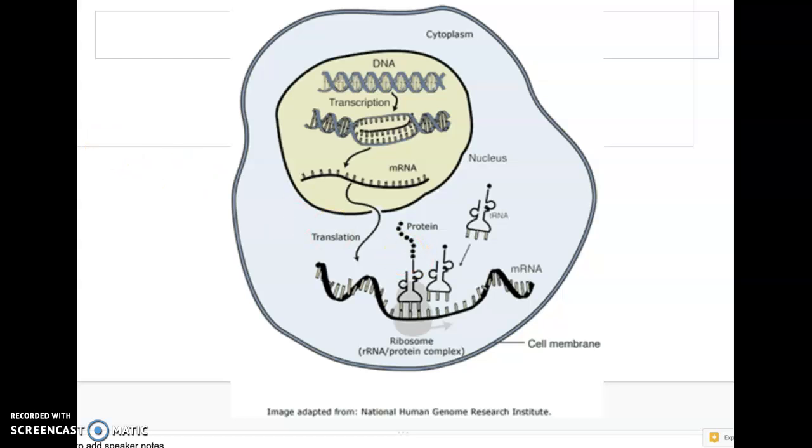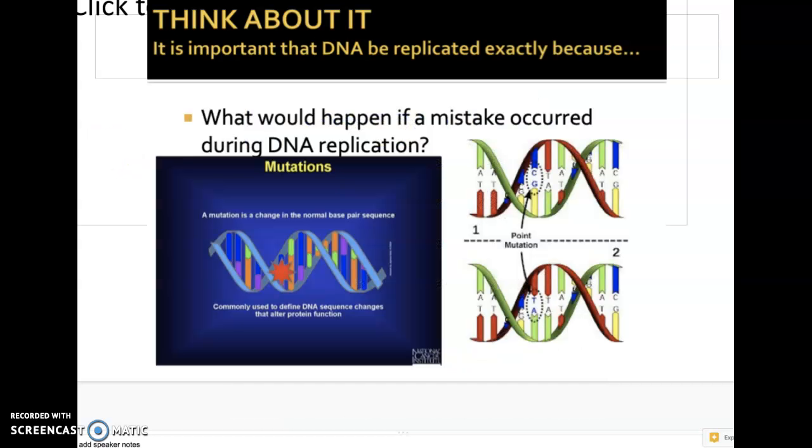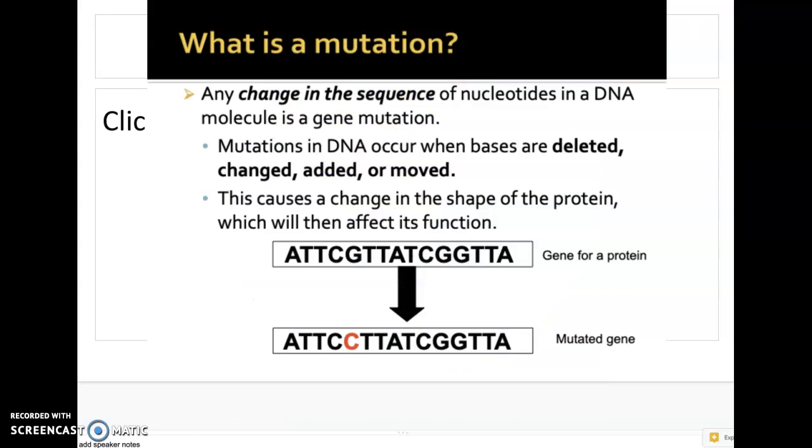Okay, so just to recap before we get into mutations, I want you to just think for a second to yourself. If a mutation occurs during DNA replication, how will that affect a cell? So we know DNA gets copied before a cell divides. If you have a mistake in that copying, that mistake will then be passed on to the cells that are created from that original cell. And so the mutation can get duplicated again and again and again.